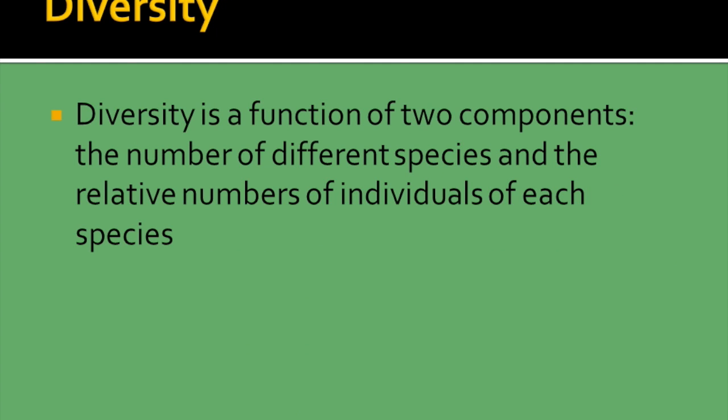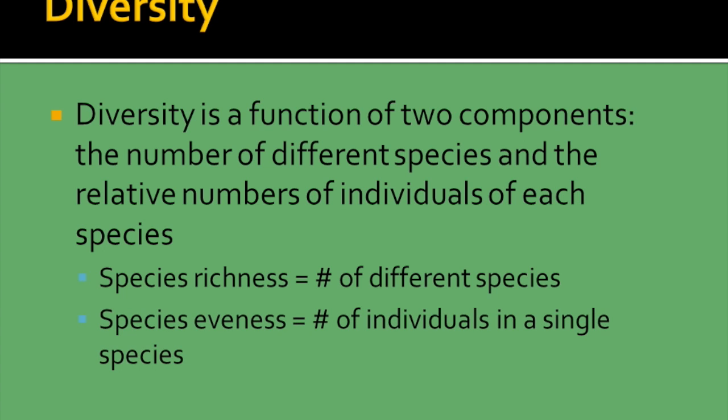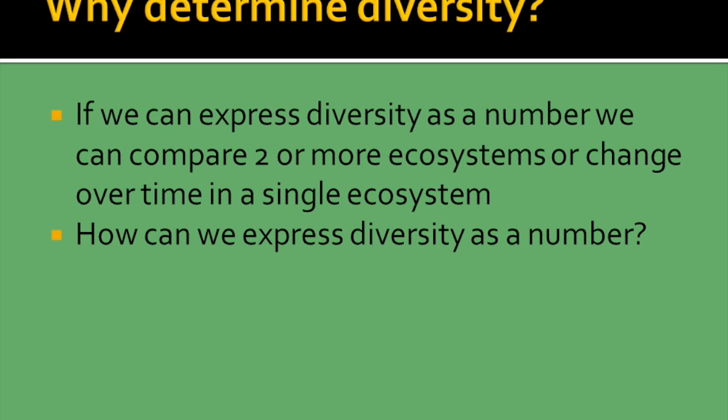Okay, once we have the number of individuals of each species and we know how many different species we have, then we can calculate the diversity, because diversity does include those two components. Species richness is the term we use to describe the number of species, and species evenness refers to the number of individuals in a species. It's important to determine diversity if you want to compare two ecosystems, or if you want to look at the impact that some sort of change has had on an ecosystem.